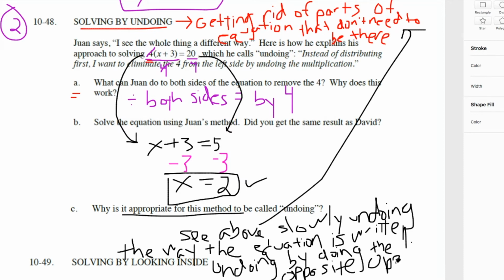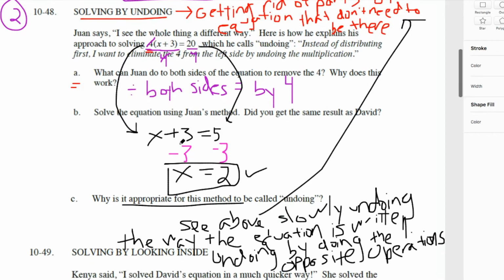operations in a problem. So what we're doing is kind of just undoing what the problem is telling us to do. We're undoing this multiplication here by division. Undoing what the problem is set up as, we're undoing this addition by subtraction. So that's why it's called undoing.